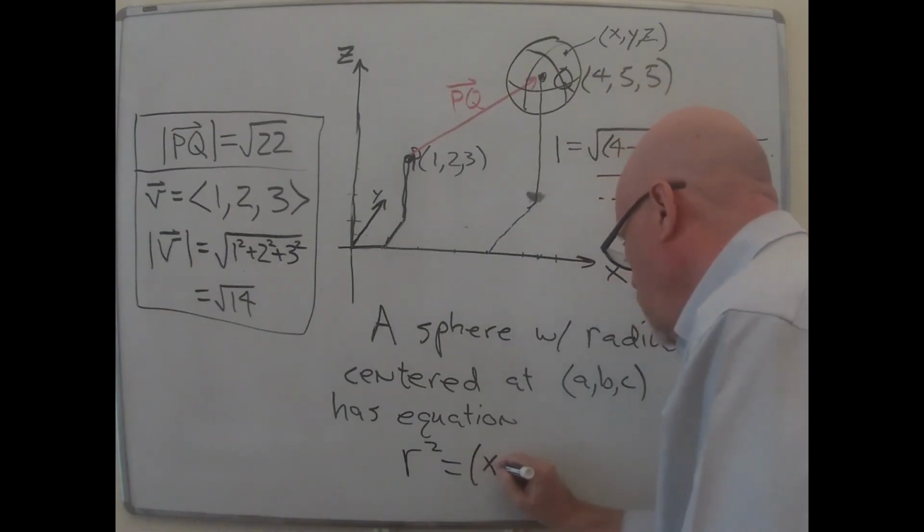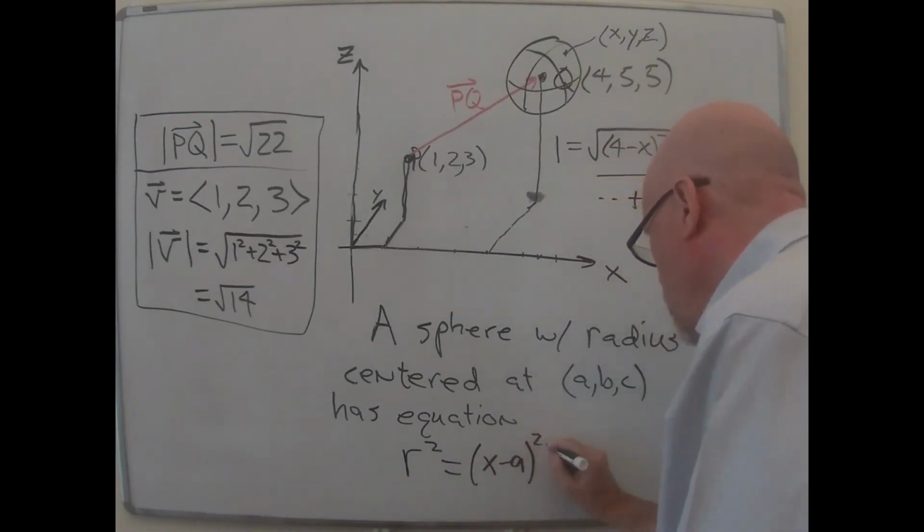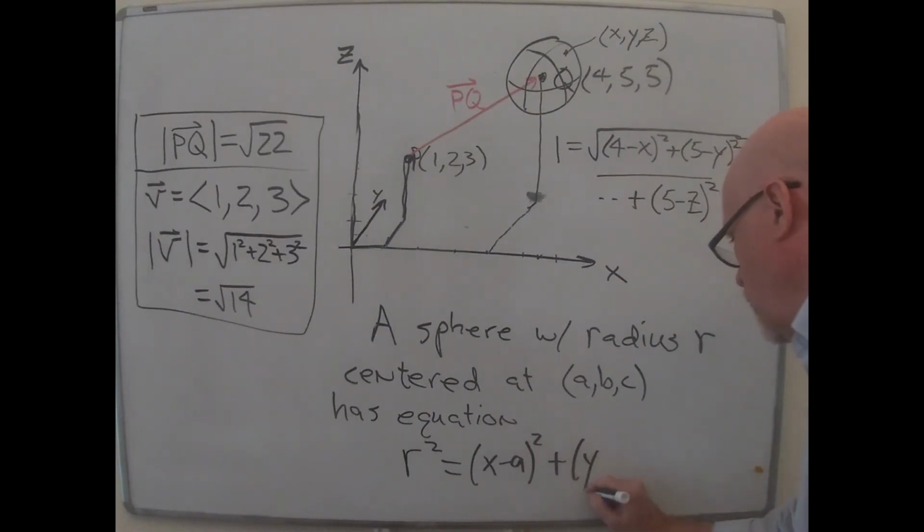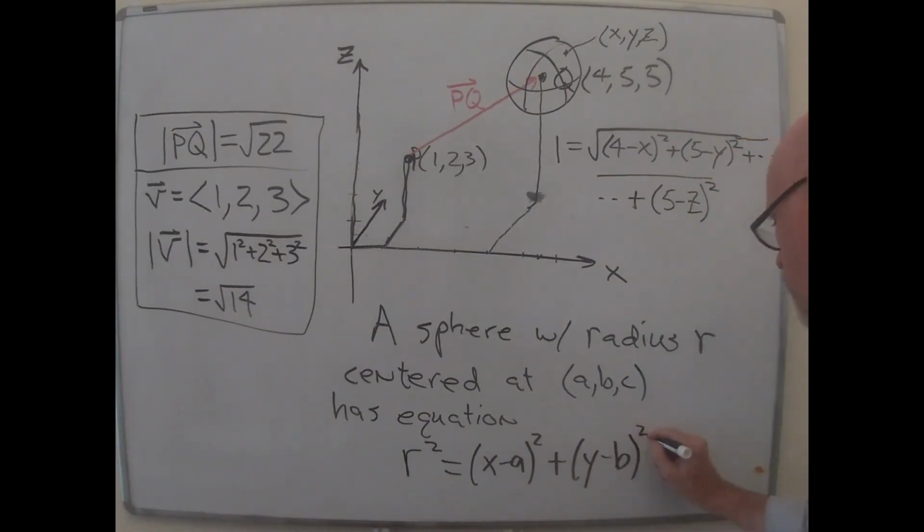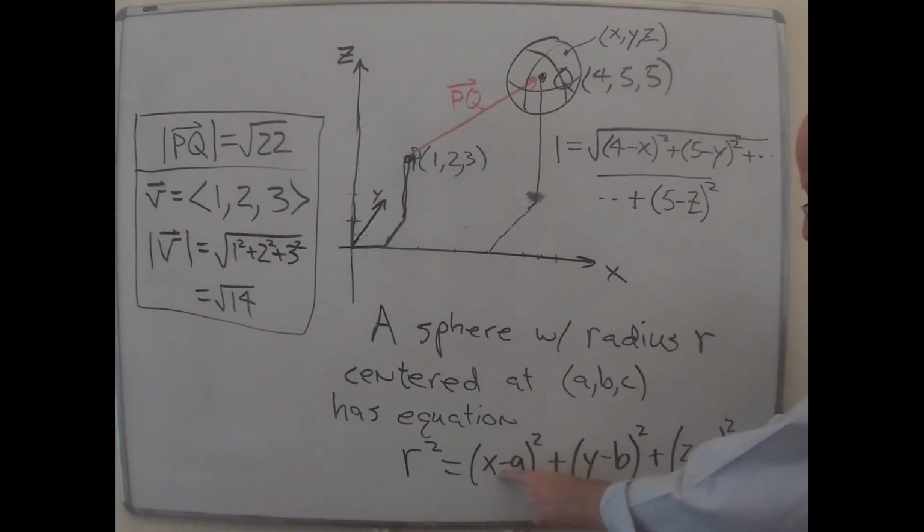x minus a, quantity squared, plus y minus b squared, plus z minus c squared. This is a little hard, but not crazy. It's just 3 terms, they're quadratics, and each variable has subtracted from it the corresponding coordinate from the point that's at the center. So the shape of that is pretty reasonable. Okay.